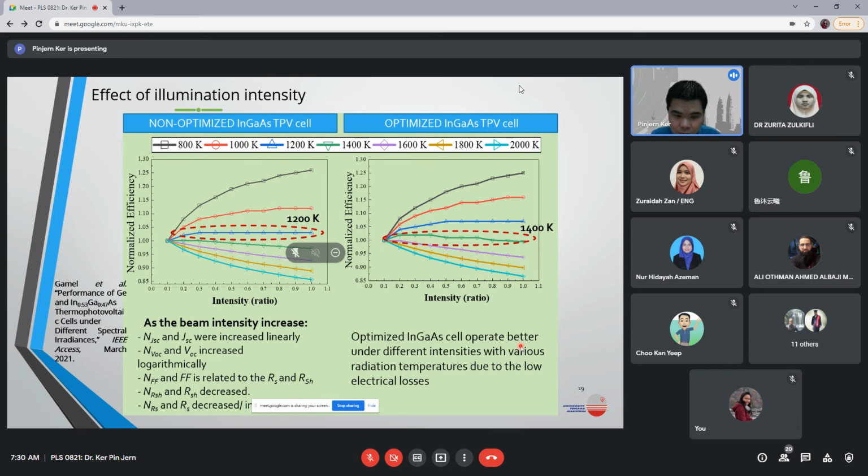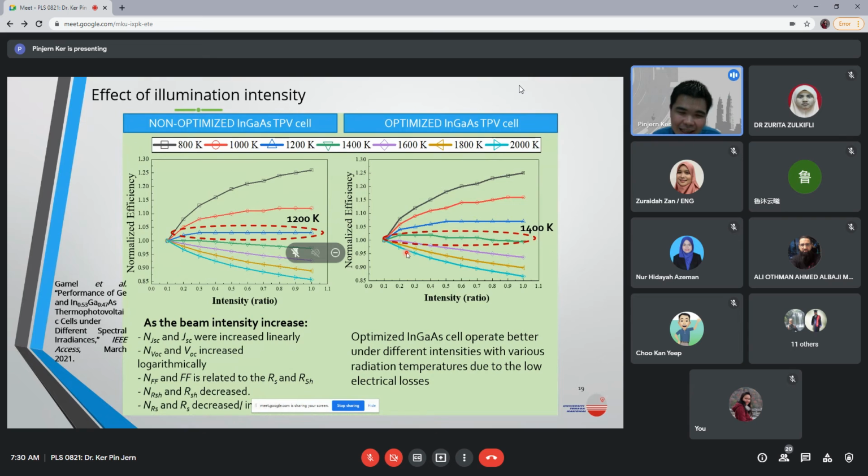Very similar to a solar cell, we were looking at how increasing the intensity can increase the efficiency of the cell, but only if the cell is fully optimized. Then when you increase the intensity, it becomes much faster in terms of increasing efficiency. So those were some of the minor research outcomes that we got.